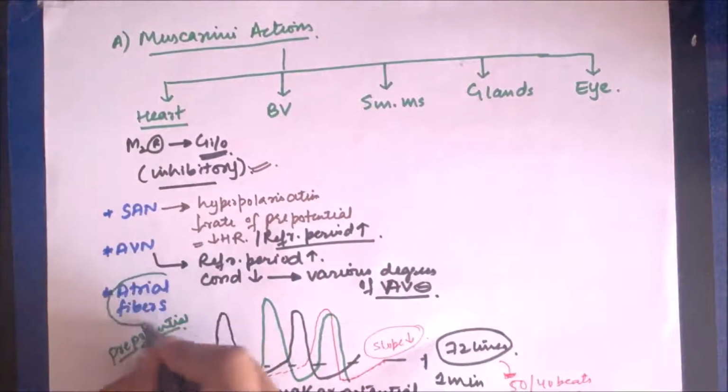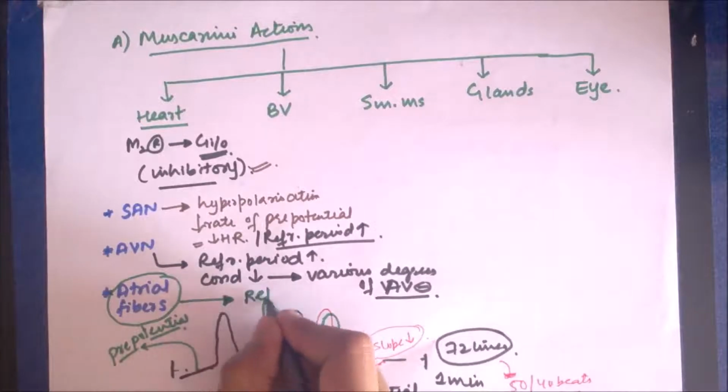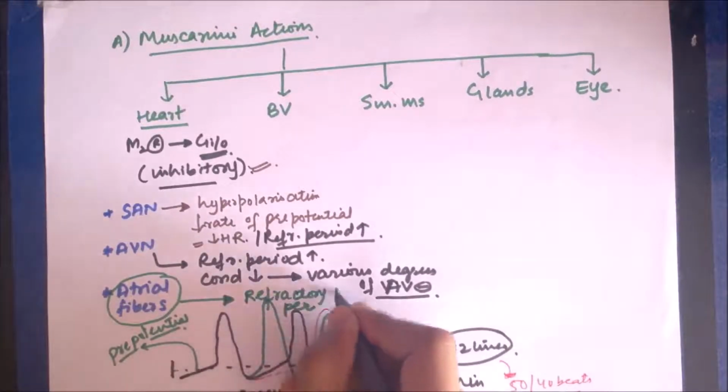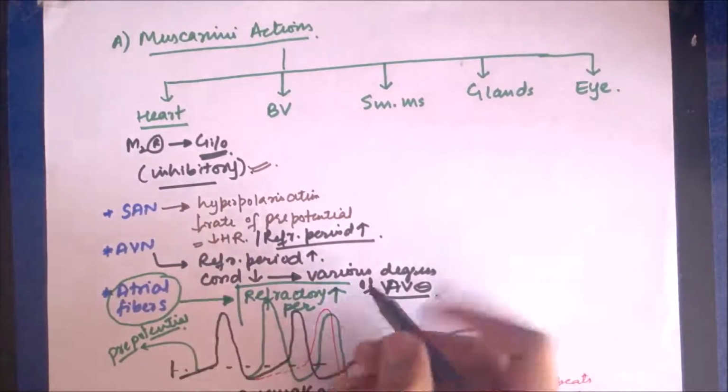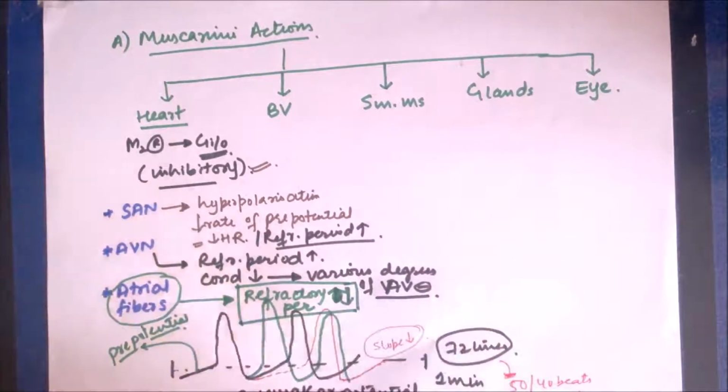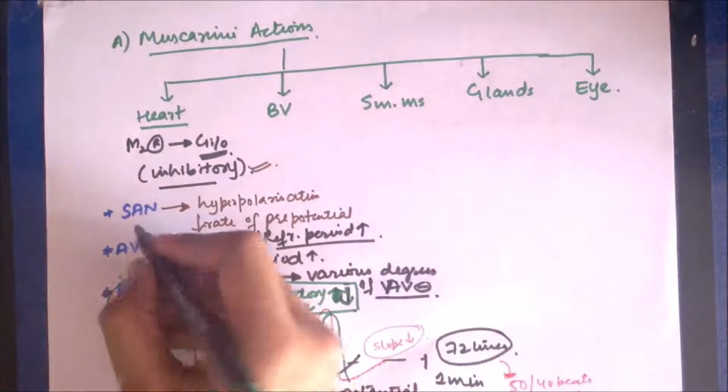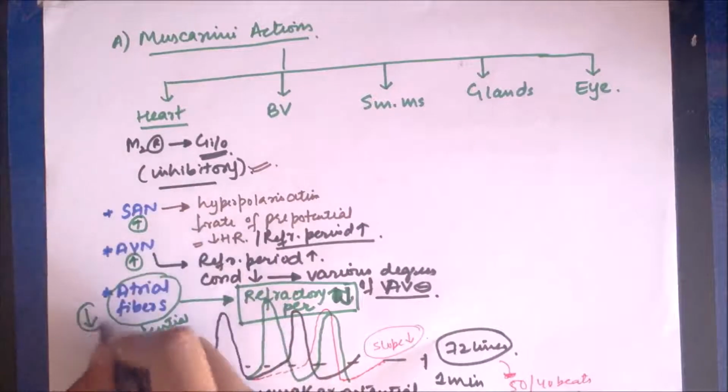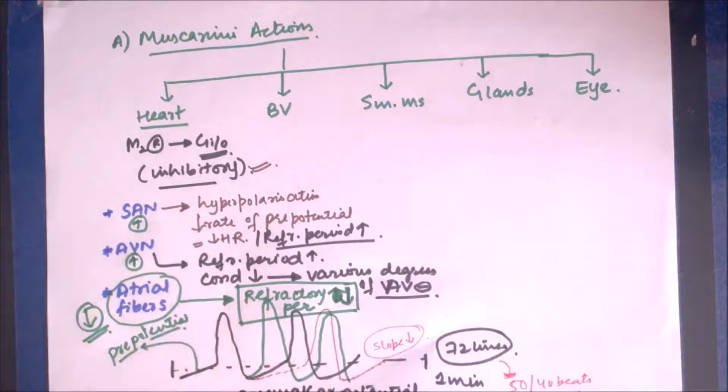Now, in case of atrial fibers, things happen a bit different. Like the refractoriness of these fibers will decrease, not increase. It is going to decrease. So it's an important point. The refractoriness of SA nodal fibers increases, of AV nodal fibers increases, but in atrial fibers it decreases, and the force of contraction decreases as well.